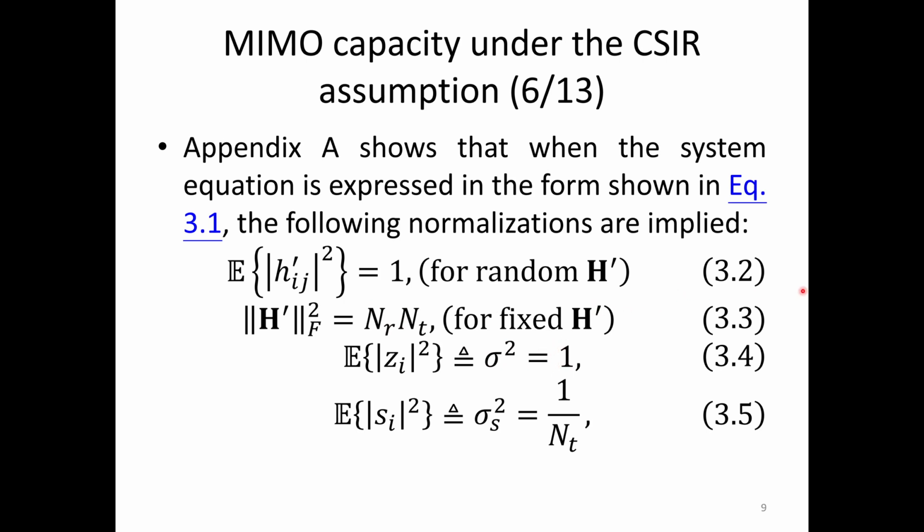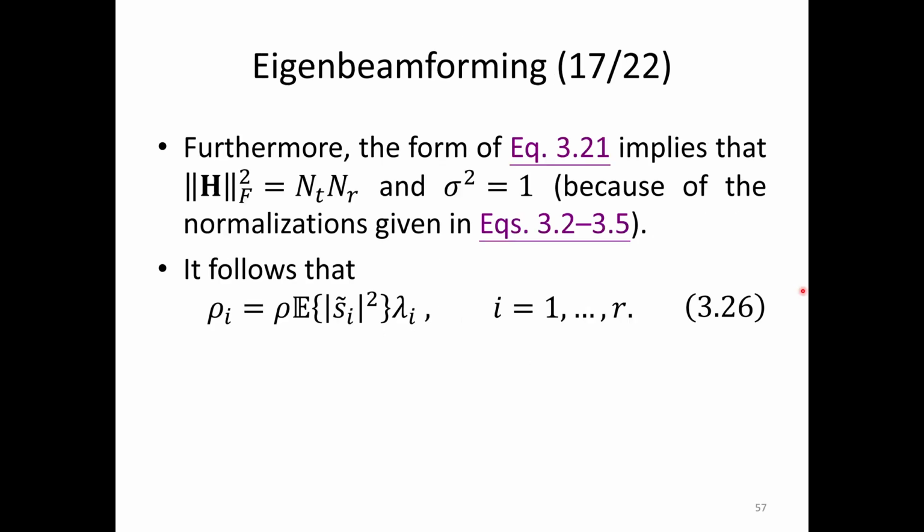Okay, let us go back to page 57. It follows that rho I is equal to rho times the expectation of the square of the absolute value of S tilde I times lambda I, where I is equal to 1 to R. Okay, how do we get this equation?